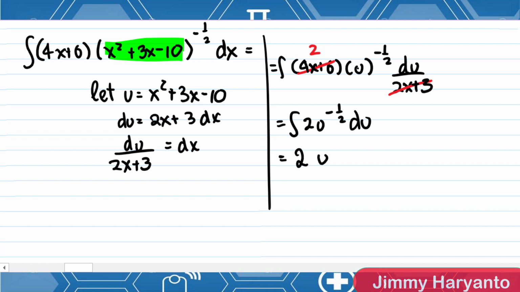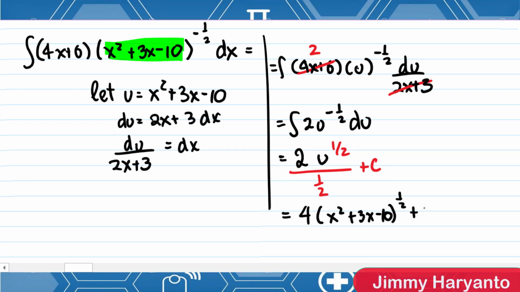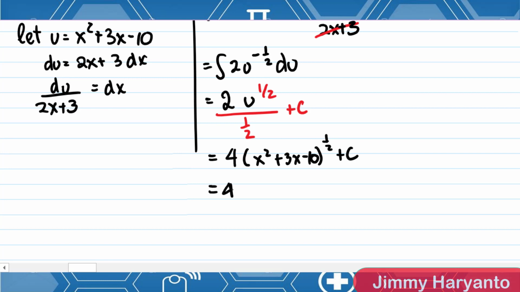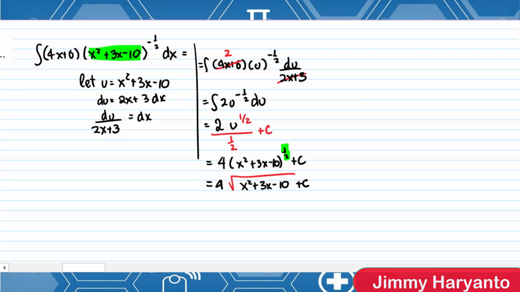After that, you can use normal integration. Negative half plus 1 equals half, so we get u to the power of half over half, plus c. After that, 2 divided by half equals 4, and then change the u back into x squared plus 3x minus 10 to the power of half plus c. You can change the power of half into a square root of x squared plus 3x minus 10, plus c. There you go. This is the answer for example 2.